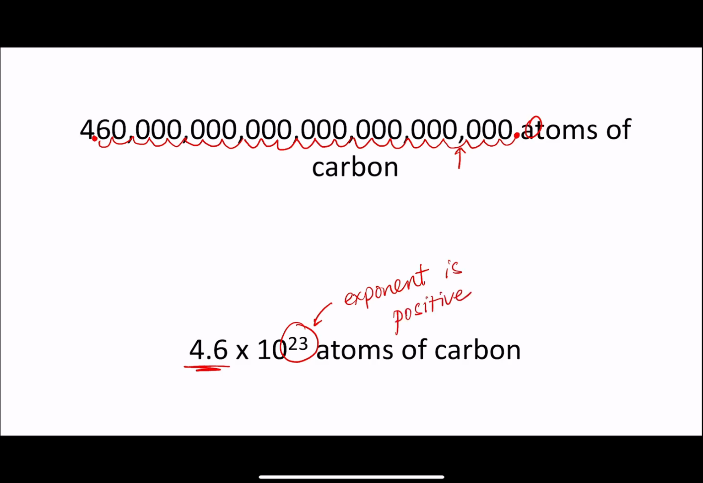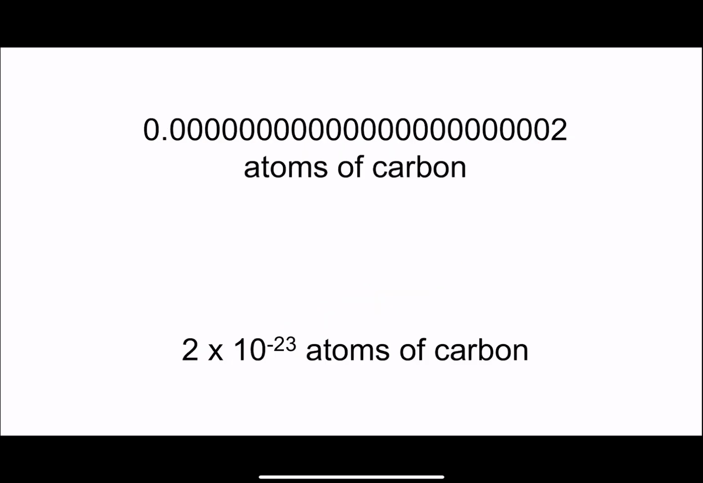Right? If your exponent is negative, that's what we're going to look at right now, this one right here. So if your exponent is negative, your number is going to be small. So if you take a look at this number up here, you can see all those tiny zeros behind the decimal point.